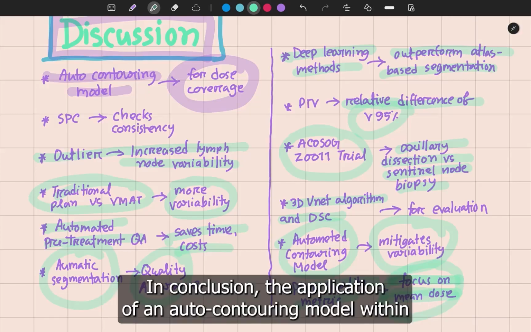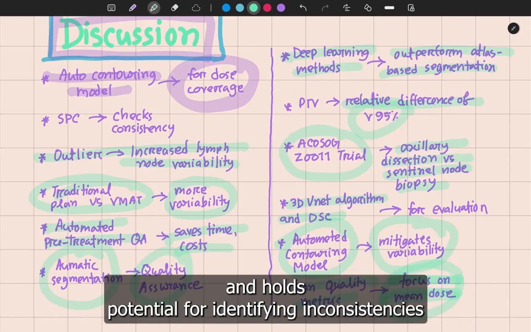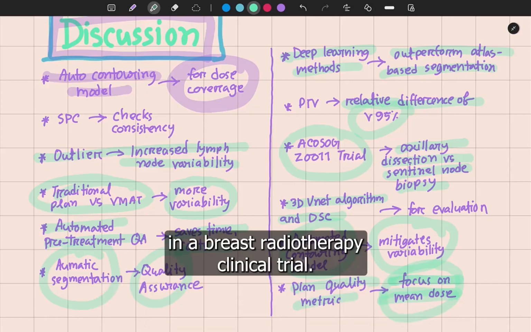In conclusion, the application of an auto-contouring model within an SPC framework has demonstrated success in assessing planning variability and holds potential for identifying inconsistencies in a breast radiotherapy clinical trial.